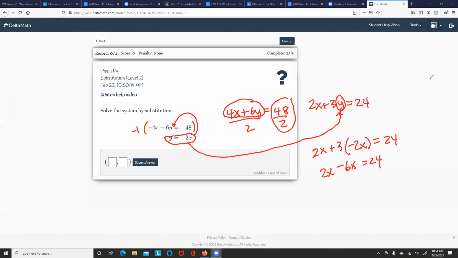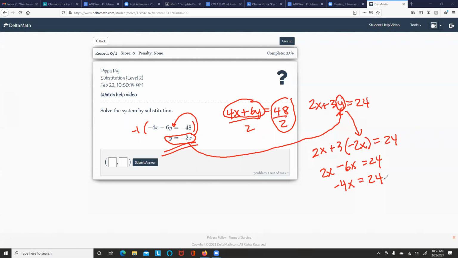Okay, so we plugged in the negative 2x into the other equation after I simplified it a little bit because there was a bunch of big numbers. I saw they were all even numbers, so let's just go ahead and divide by 2 to make them smaller. And then we're going to plug in the negative 2x for the y, because y is equal to negative 2x. And now we have all x's. So when I subtract 2x minus 6x, it's negative 4x is equal to 24.